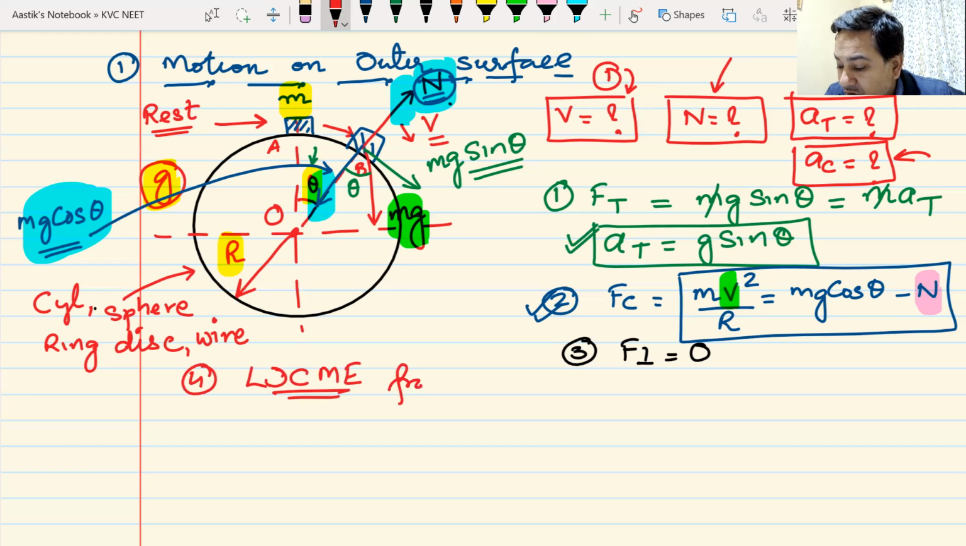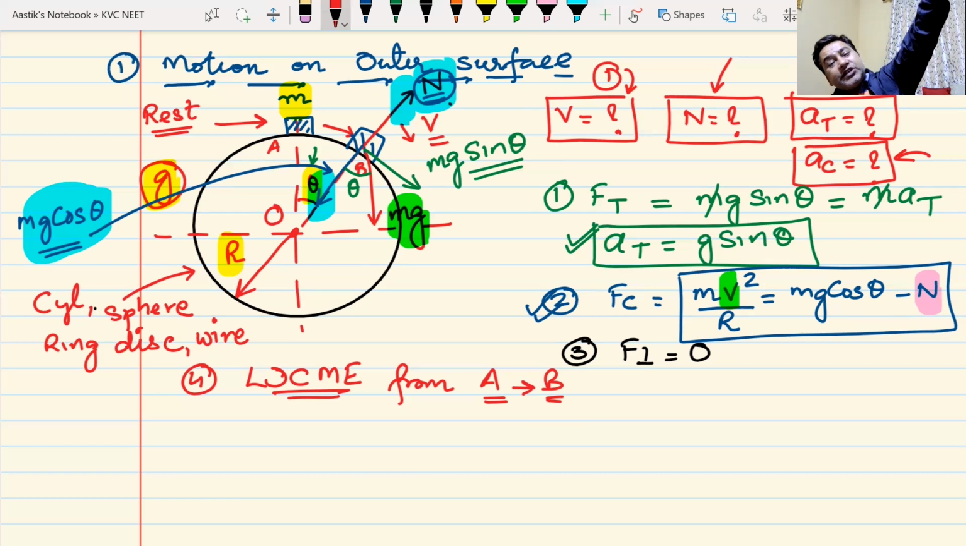I will apply the law of conservation of mechanical energy from point A to point B. Taking some reference level, I will find out the potential energy at point B, kinetic energy at point B. Taking some reference level, I will find out potential energy at point A, kinetic energy at point A. Kinetic energy at point A is 0.